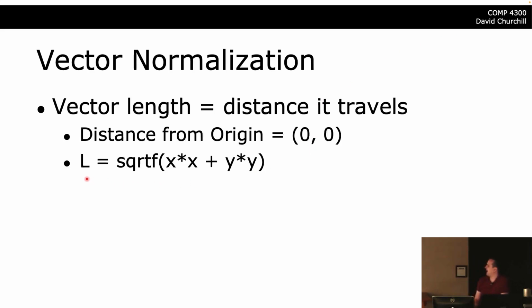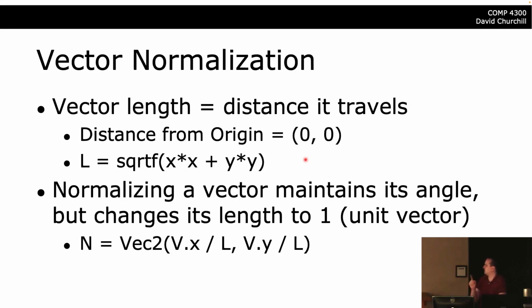And the length L of that vector, again, is just Pythagoras. So x squared plus y squared, take the square root of that. What normalizing a vector does is it maintains the angle. So it's still pointing in the same direction, but it changes its length to 1. So it changes it into a unit vector.